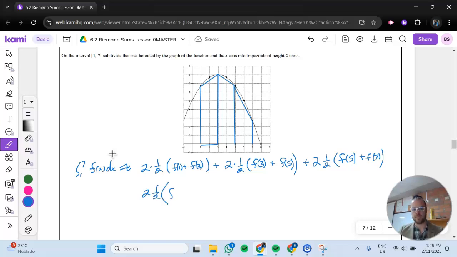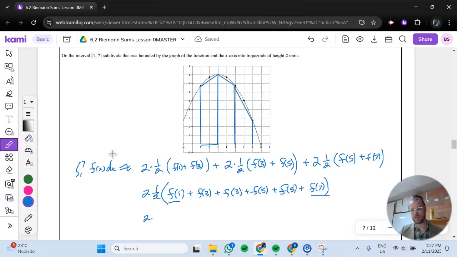And then we're going to get f of 1 plus f of 3 plus f of 3 plus f of 5 plus f of 5 plus f of 7. What you'll notice is that the 2 endpoints are only counted once, but all the rest of them are actually counted twice. All right, so we could even simplify this formula a little more.